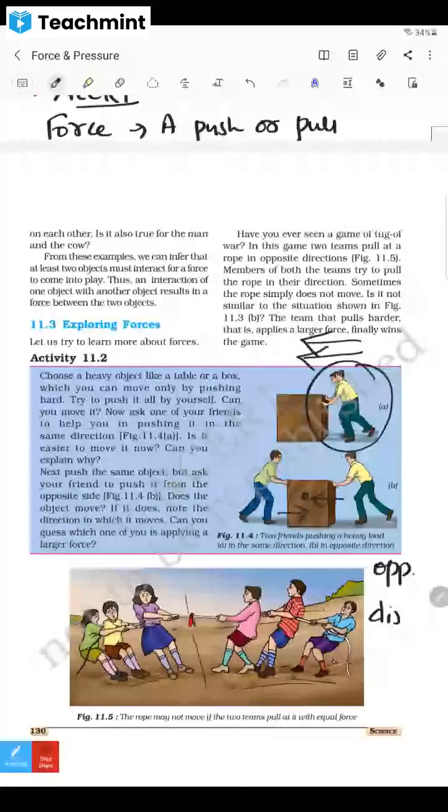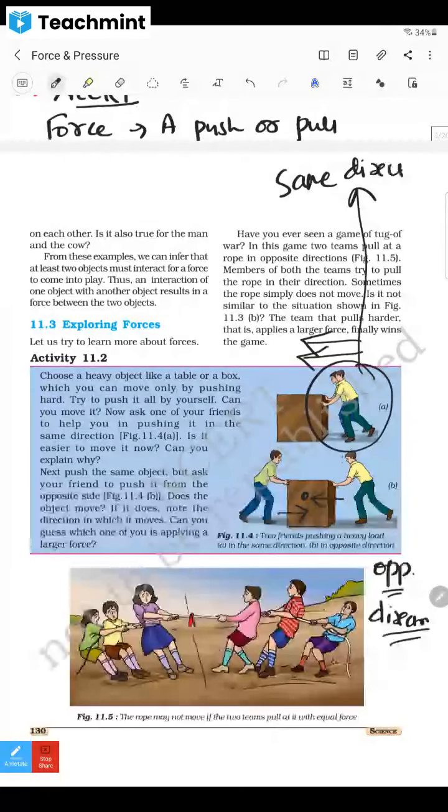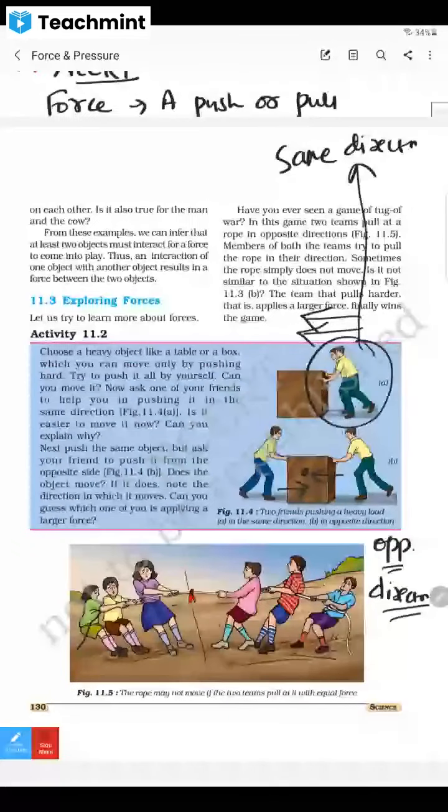Yes or no? Here they are pushing it in the same direction. They are trying to push it in the same direction. So in this, we are going to talk about two things now. I'll just tell you what are those two things.